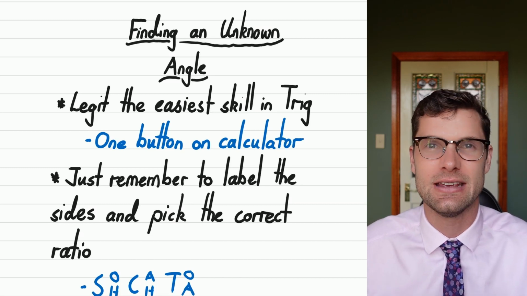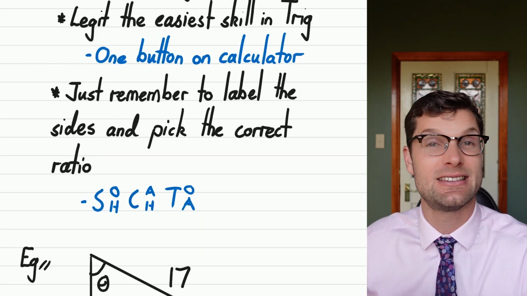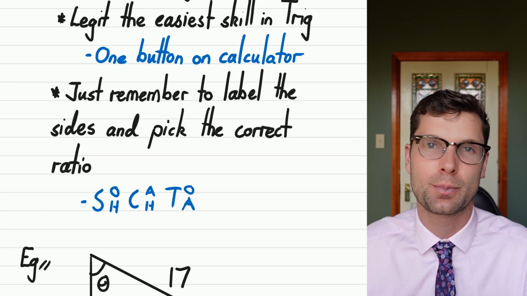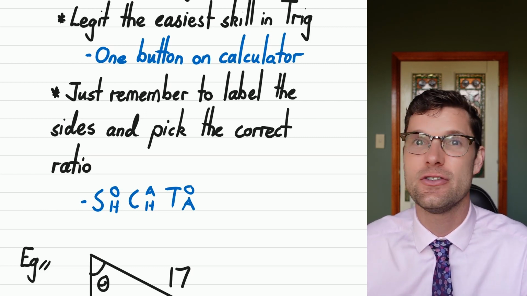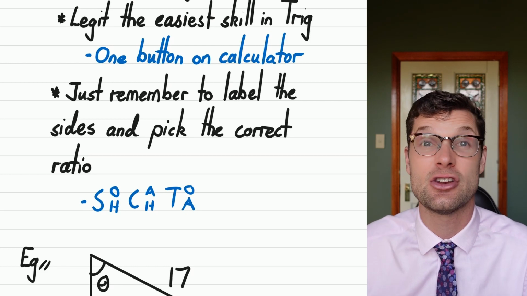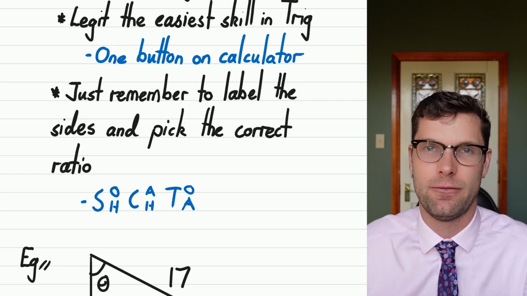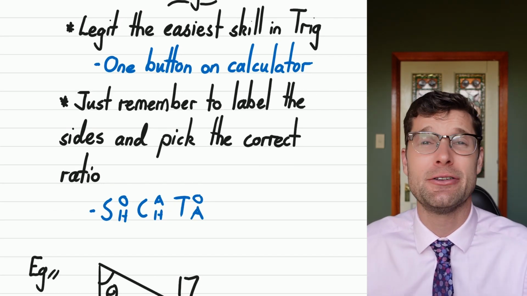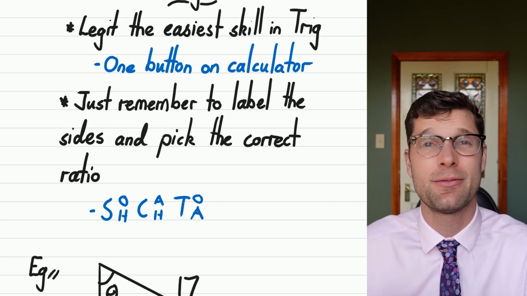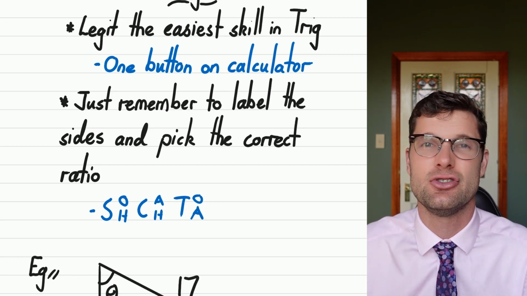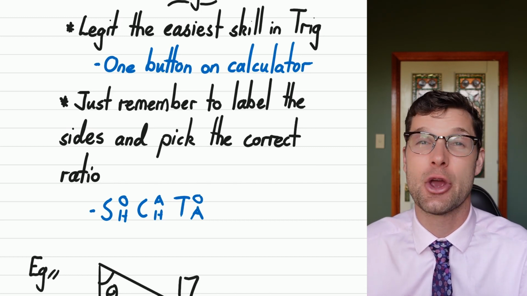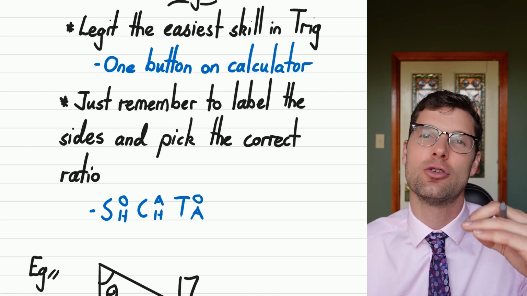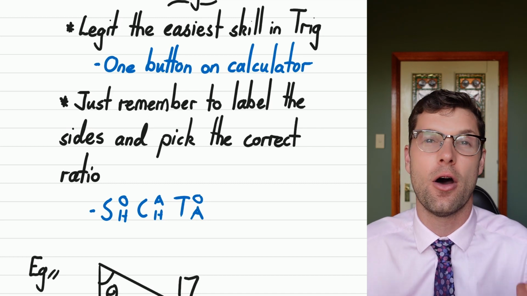marks guaranteed. The only thing that you have to remember is to label the sides and then pick the correct ratio and write out the equation. Once you've done that, you've done all the working that you need to show your teacher and you'll get full marks. So again, I always recommend just have SOHCAHTOA written on the top of each trig page you do and in an exam, just to make sure you're picking the right ratio every time and getting the correct number on the top and the bottom of the fraction.